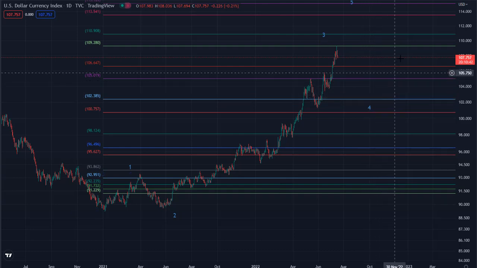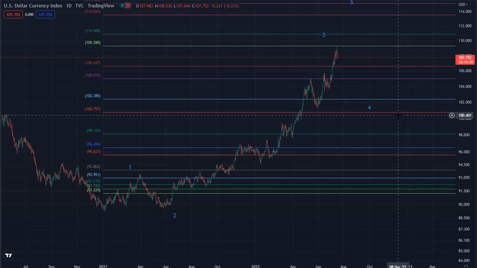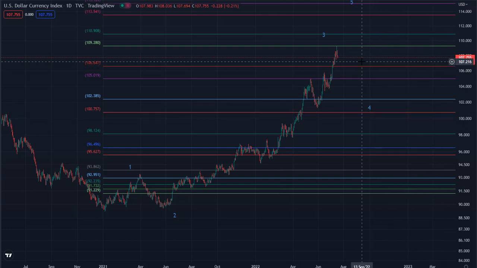finds support and then pushes back up again, and that kind of coincides with the market, what I just talked about. So that is what I'm looking for with the dollar. It's going to be very interesting.